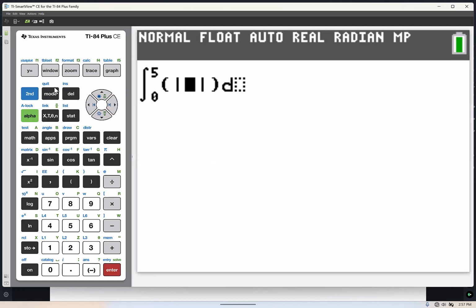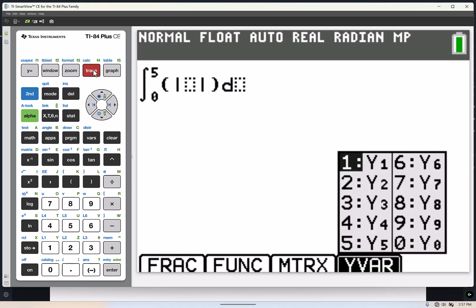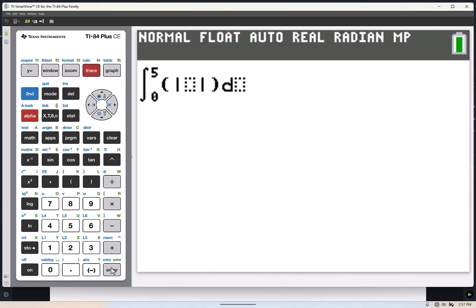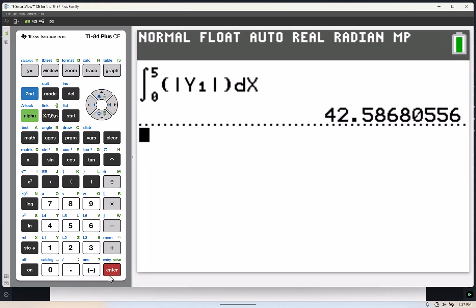Push it. And look, there it is. Absolute value. Now I'm going to push alpha trace, type in the Y1, and get out of there. And then for the D, I'm going to put the X there. I'll push enter. And there it is. That is the total distance.